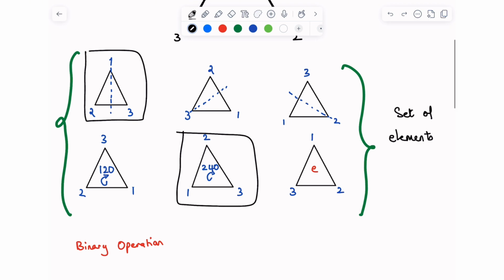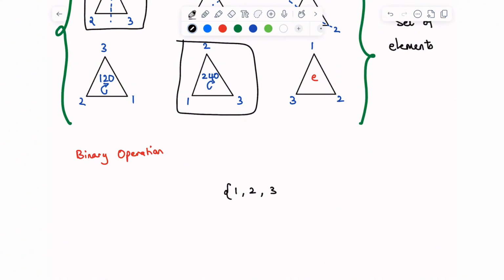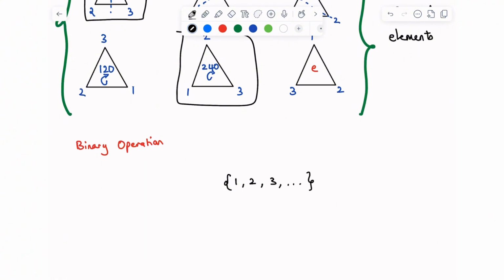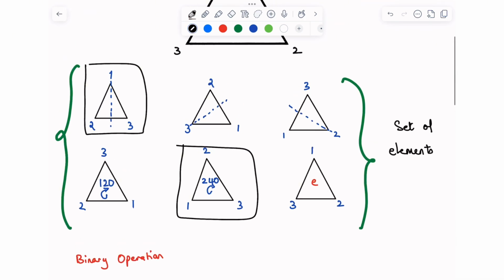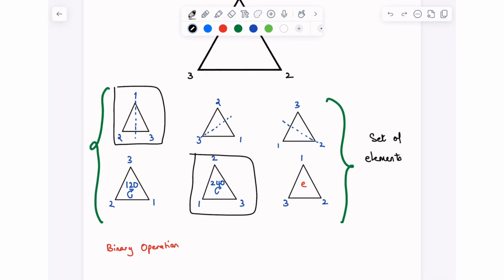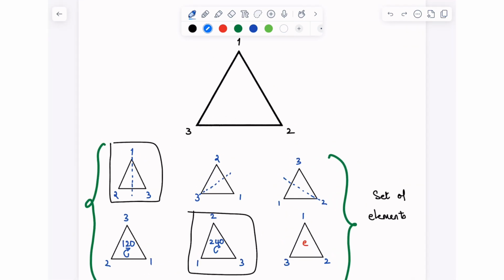But there are groups where you can have numbers like 1, 2, 3, and so on. And in this case, there are many ways to combine 2 elements. You can either add them, you can subtract them, you can multiply them, and so on and so forth. But what makes a binary operation different is that when you combine 2 things in that set, you need to get another thing in the set. Now in this case, we're reflecting it first. So let's say this is our axis of reflection.